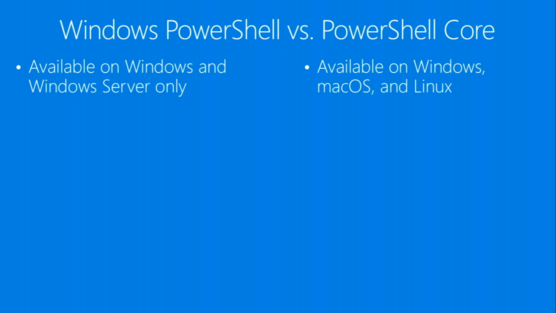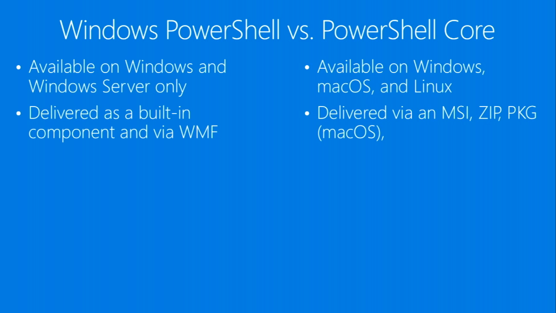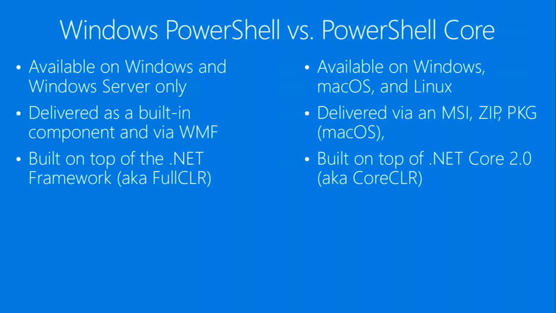PowerShell Core, on the other hand, is available on Windows, Mac, and Linux. And the reason we're able to do that is because it's built on top of the .NET Core CLR libraries. Basically, .NET took the .NET Framework that Windows PowerShell was built upon, open sourced it, ported it to Mac and Linux, and labeled it as .NET Core. That has allowed us to spread out across platforms.